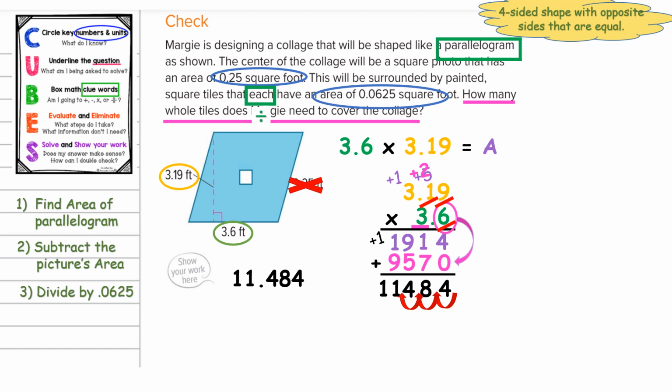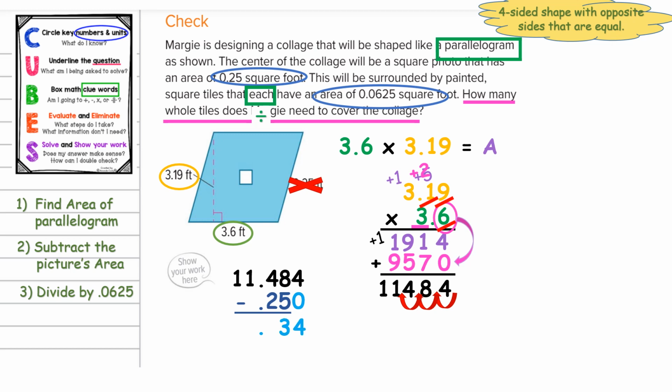That's step 1. We found the area of the parallelogram. But now I have to subtract the area of the picture. And when I subtract decimals, I line up my decimals. So if I line up, I'm going to take 0.25 away, and I see that I have an empty space there underneath that far right 4. So I have to add a 0. Once I line up my decimals and I fill in with zeros, I bring my decimal down so I know it's going to be in the right place. And then I simply subtract.